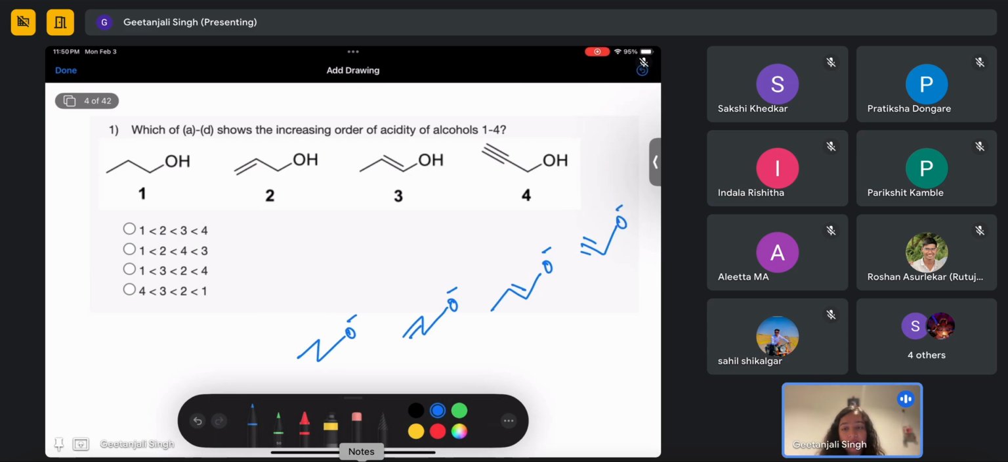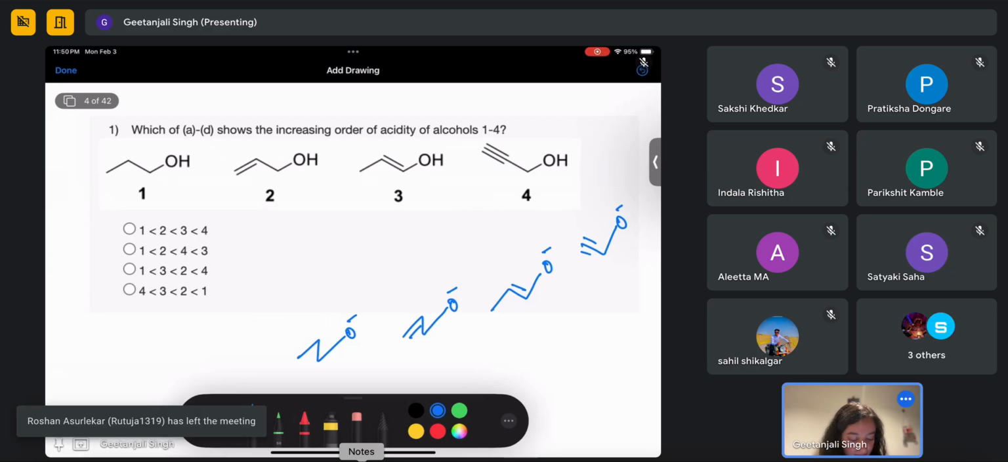In the first option, we can see that it's O minus for all the options. So we don't have to consider C or A. There is no other element other than carbon and oxygen, so we don't have to think about charge or atoms. Now let's think about resonance. There is no resonance in one, but I can see there is resonance in other compounds.